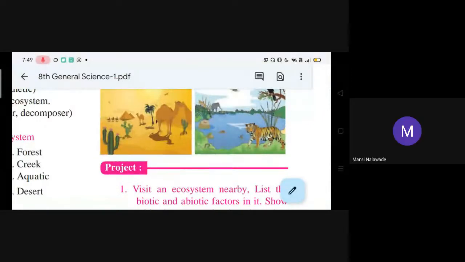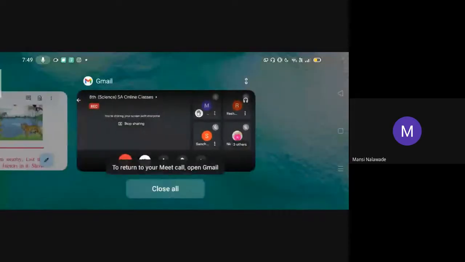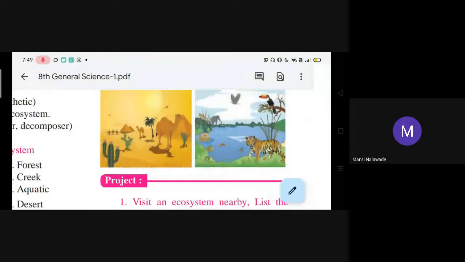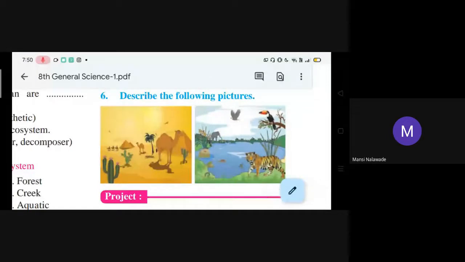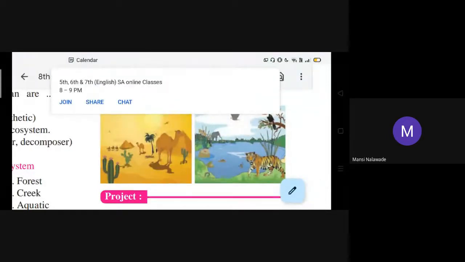Yes. Ma'am, I will describe the first picture. Yes, go on. Picture number one shows a desert ecosystem. In the desert ecosystem, the producers are green cactus and the palm tree. Since in the desert there is lack of rainfall, the vegetation is very less. The soil is sandy soil.